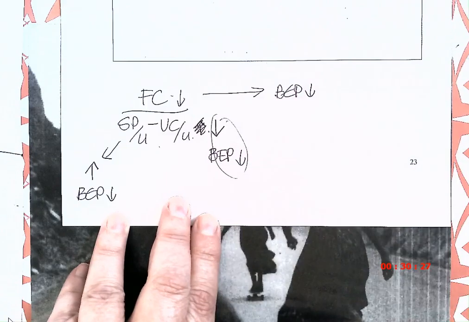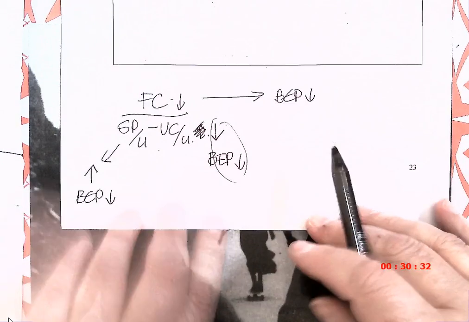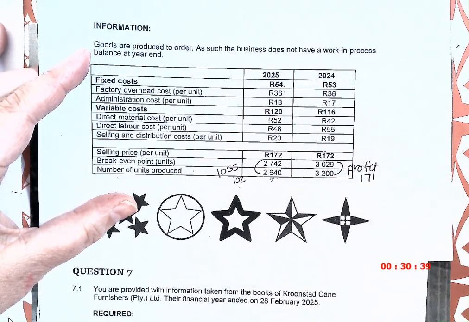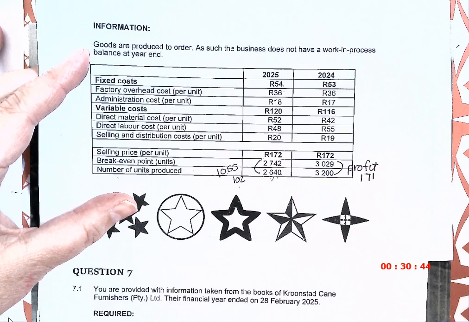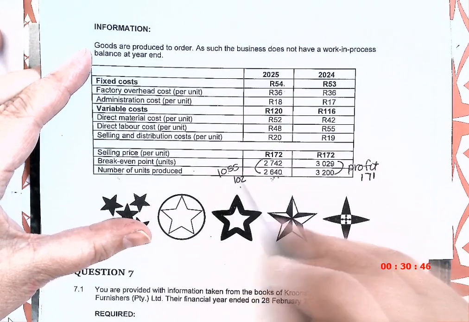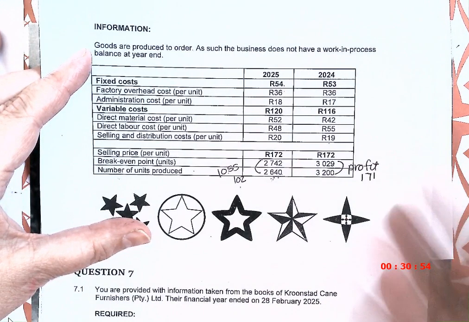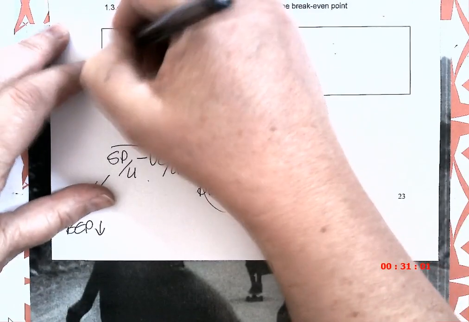So now, my break-even point decreased. If I look at the information, my fixed cost increased. So it's not that. Your factory overhead's the same, your admin went up. So it's definitely not your fixed cost. Sales and distribution went up a bit. Direct material went up. So what's the only thing I can see here that could have had a big effect? It's the labor cost that went down. So you say the direct labor cost decreased.